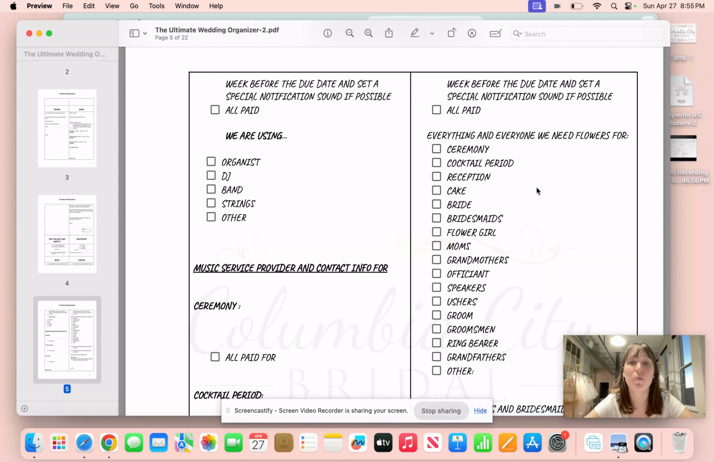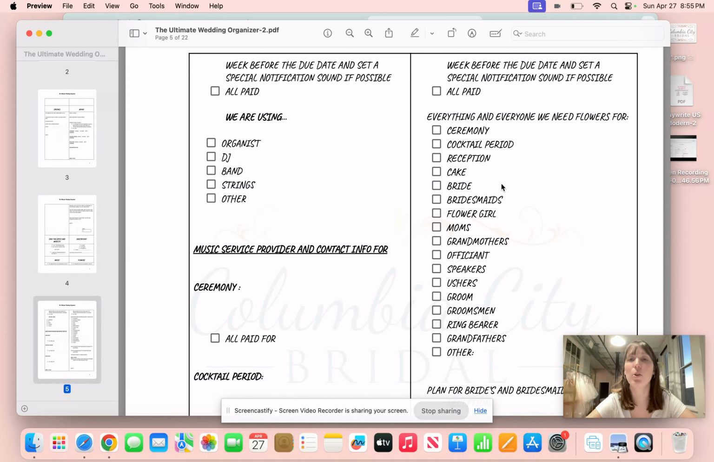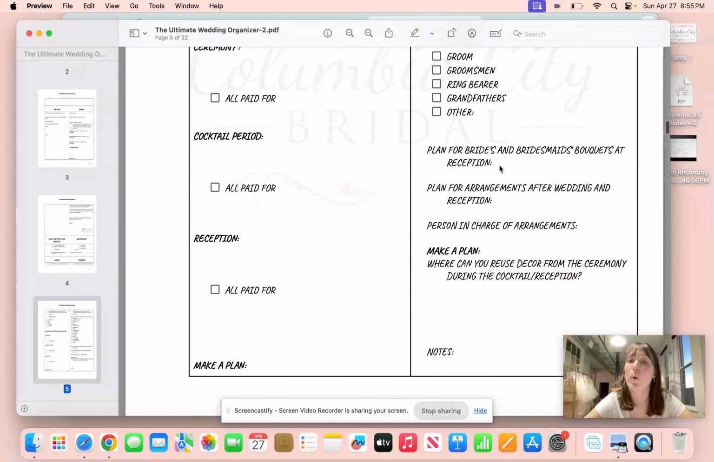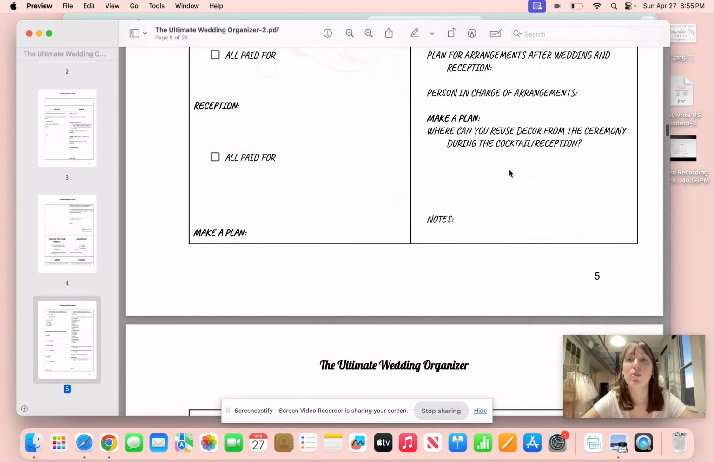All right, so flowers, checking off. All right, who needs flowers? What are you going to do with the bride's and bridesmaids' bouquets at the reception? You don't want to just have them laying on the table. So are you going to get vases there that you can put them in? Are you going to give them away? It's totally up to you, but just make that plan. Where can you reuse decor from the ceremony during the cocktail and reception? You are going to be spending money on that, so you might as well try to reuse it.